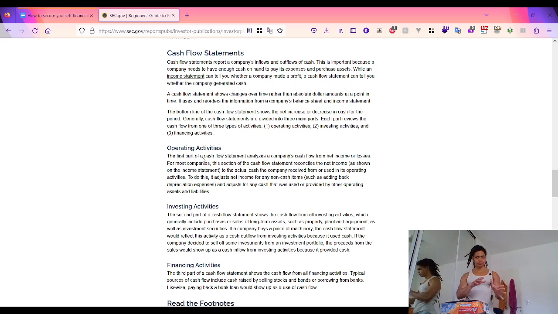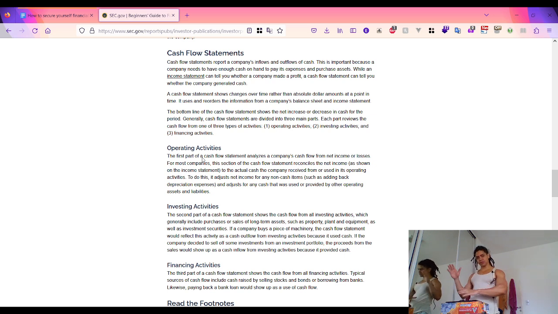So cash flow, after all, is a report. The cash flow statement reports the company's inflow and outflow of cash. And this is important because a company needs to have cash on hand to pay expenses or purchase assets, right? So while the income statement can tell you whether a company made a profit, the cash flow statement can tell you whether a company generated cash over a period of time, reusing data from the balance sheet and the income statement.